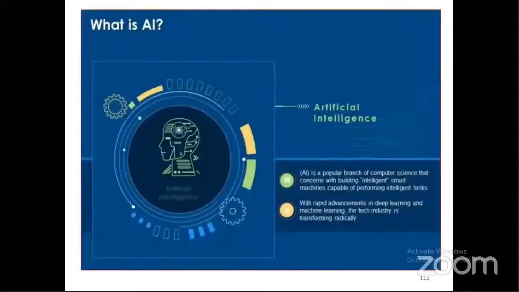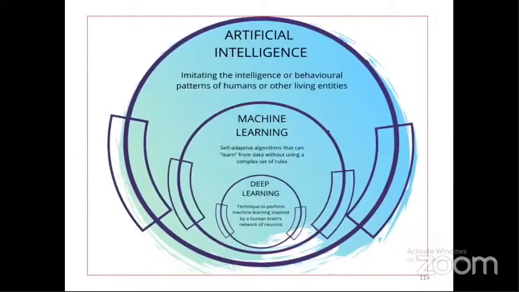See, AI is a popular branch of computer science concerned with building intelligent smart machines capable of performing intelligent tasks. With rapid advancements in deep learning and machine learning, the tech industry is transforming radically. So this is the difference between deep learning, machine learning, and artificial intelligence. Deep learning is a technique to perform machine learning inspired by the human brain's network of neurons. That's why deep learning is a sub-branch of machine learning. Machine learning is nothing but learning from observational data, with the help of supervised learning, unsupervised learning, and reinforcement learning. Artificial intelligence means imitating the intelligence or behavioral patterns of humans or other living entities.